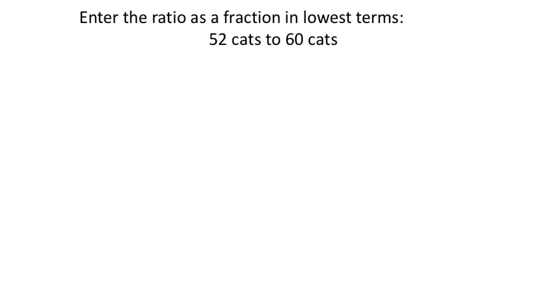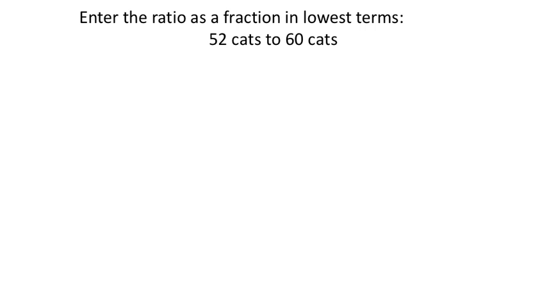All right, now this one, it's saying specifically that we do want this ratio in lowest terms, fraction in lowest terms. 52 cats to 60 cats. Take 30 seconds, see if you can write this as a ratio and then write it as a fraction in lowest terms.